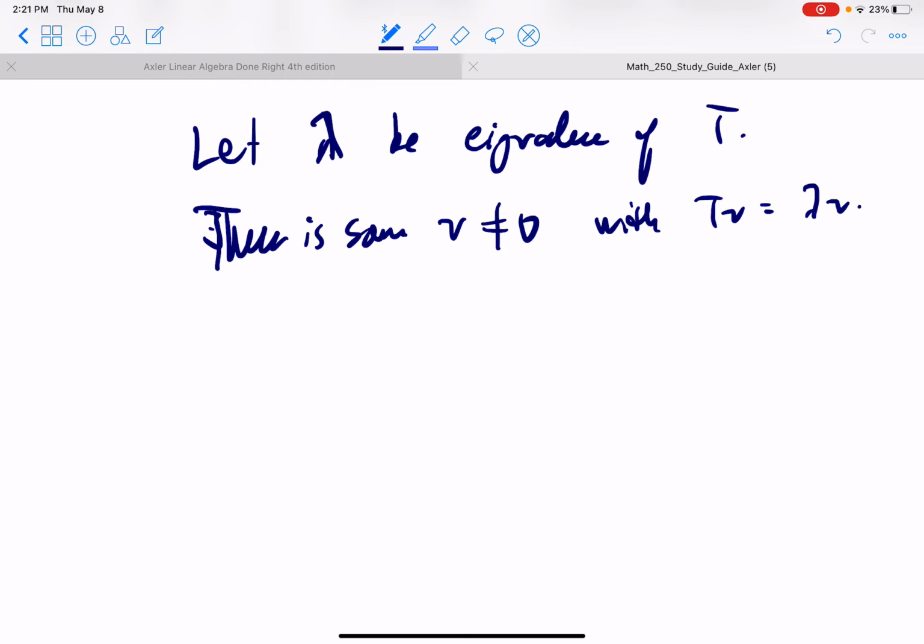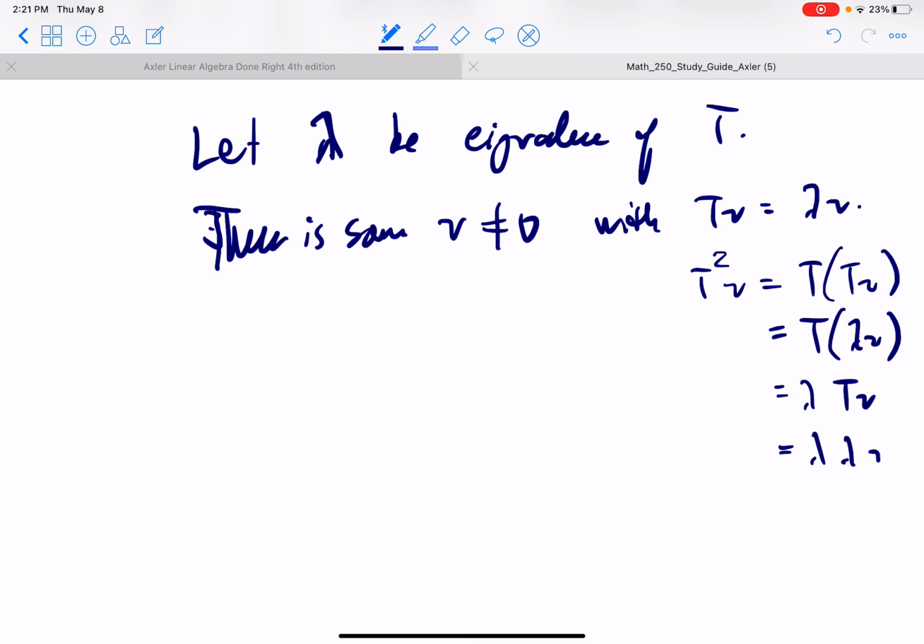But the key is that if Tv equals lambda v, what's T squared v? Well, it's T on Tv by definition, but that's T on lambda v. But then T is linear, so the lambda pulls out, and we get Tv again. But Tv is lambda v. So we get lambda times lambda v, which is lambda squared v. And very similarly, T cubed v is lambda cubed v.